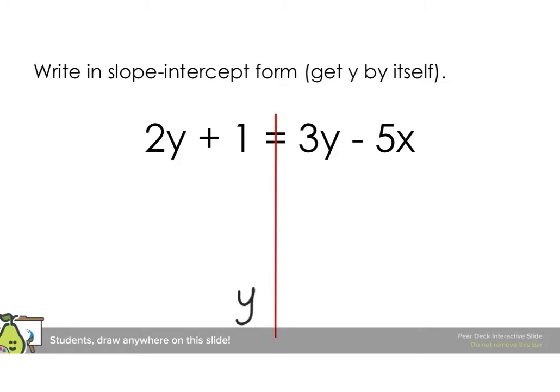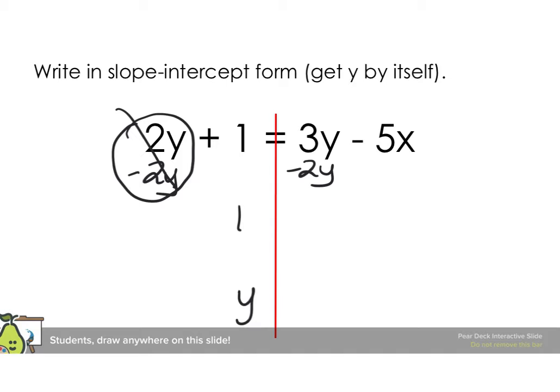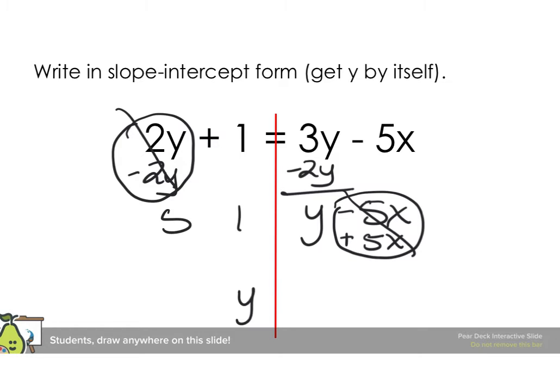So we got that 2. To get rid of a negative 2, we do a negative 2y. It's a 0. We do a negative 2y over here. We end up with 1 equals y minus 5x. I want y by itself, so I need to get rid of this 5x. So I do a plus 5x to get rid of a negative 5x, turn it into a 0, and I end up with 5x plus 1. And that's equals y, so I can just call that 5x plus 1.